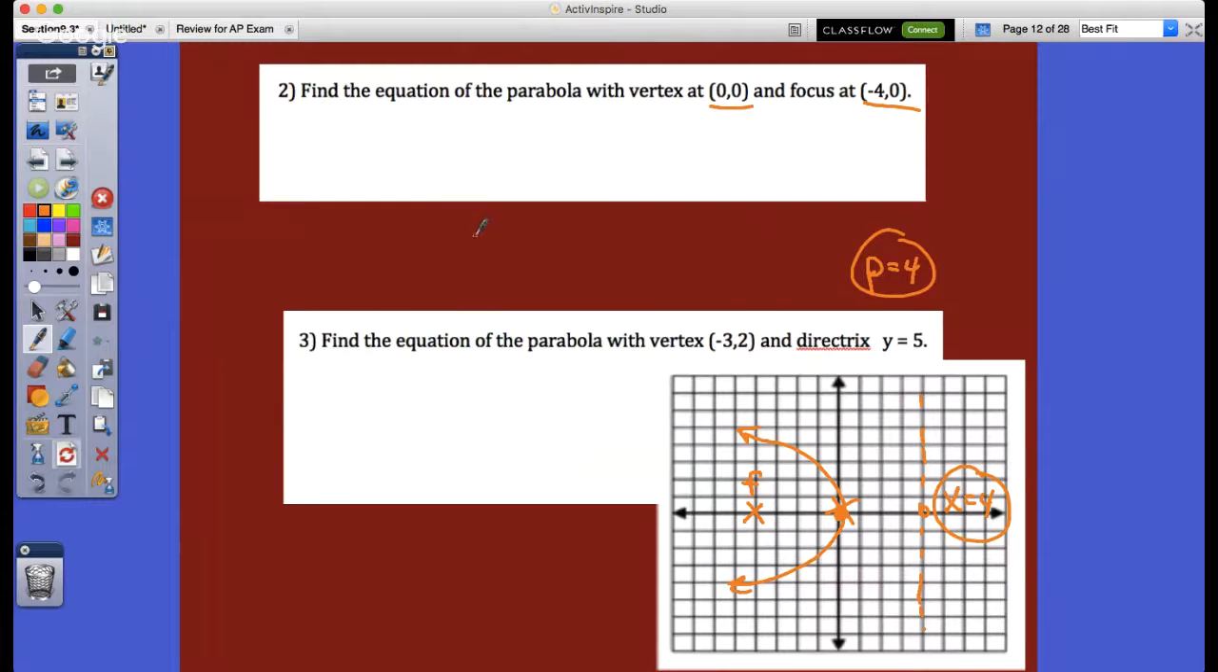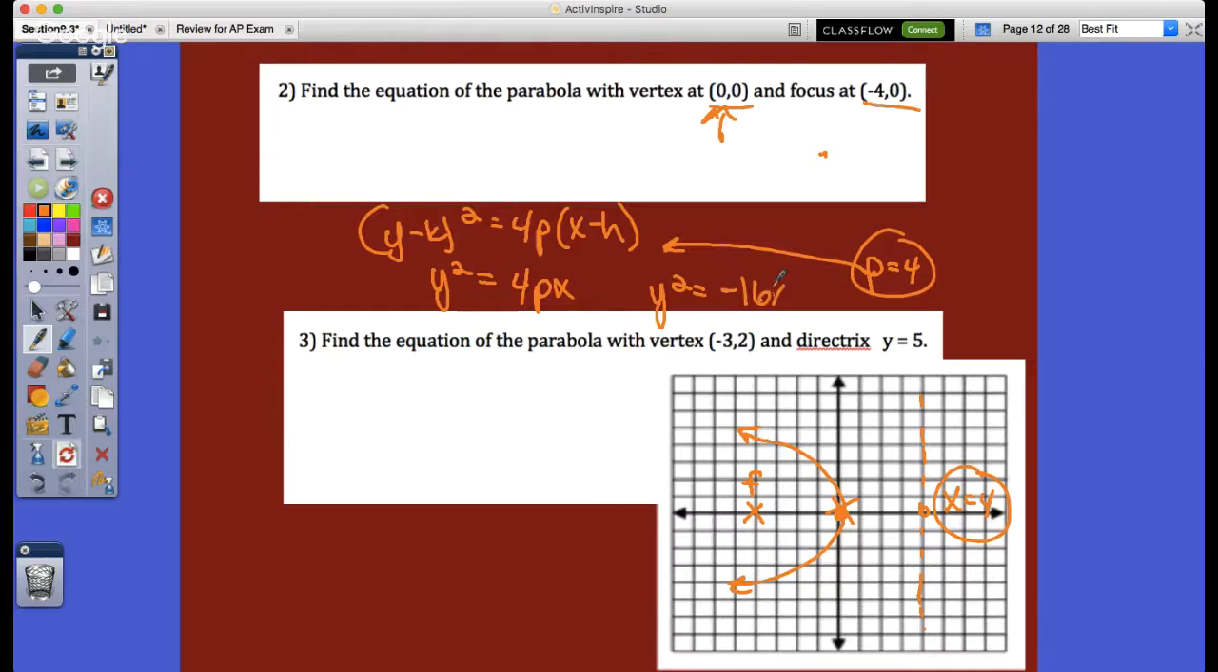And it's already listed. The equation, because it's going left and right, would be y minus k squared equals 4p times x minus h. Since h and k are 0, 0 because the center is at 0, 0, we can leave those out to say y squared equals 4p times x. Well, since it goes to the left side, that means it's going to be negative. And since p is equal to 4, we simply plug it in to get y squared equals 4 times 4, which is the p value, negative 16x. Because, again, it's going left, and that's how we figure out that it's negative.